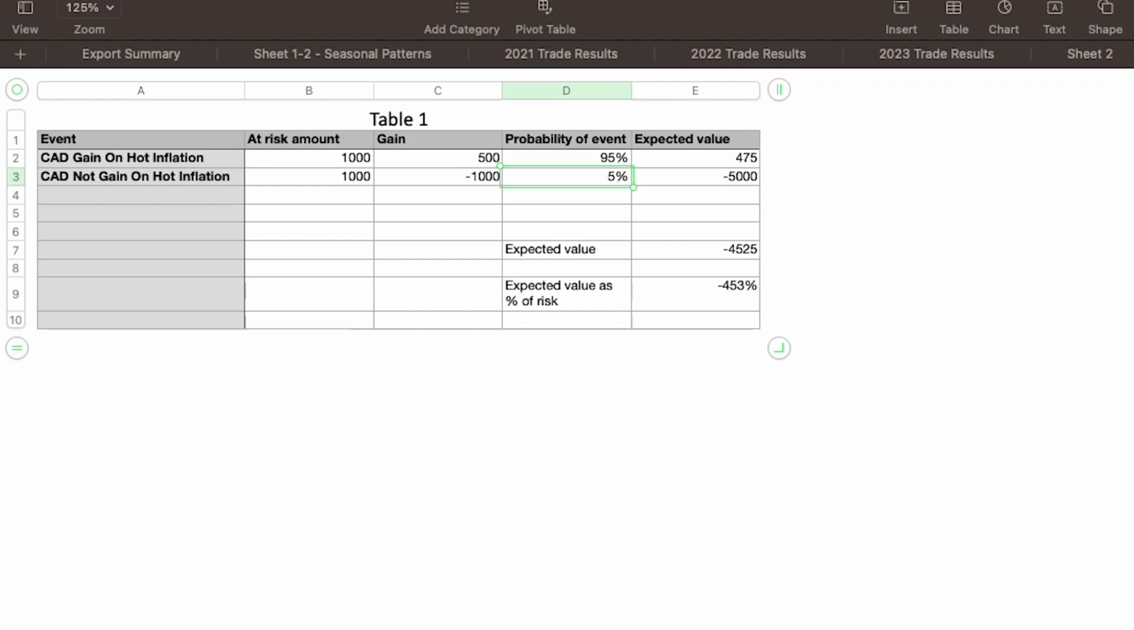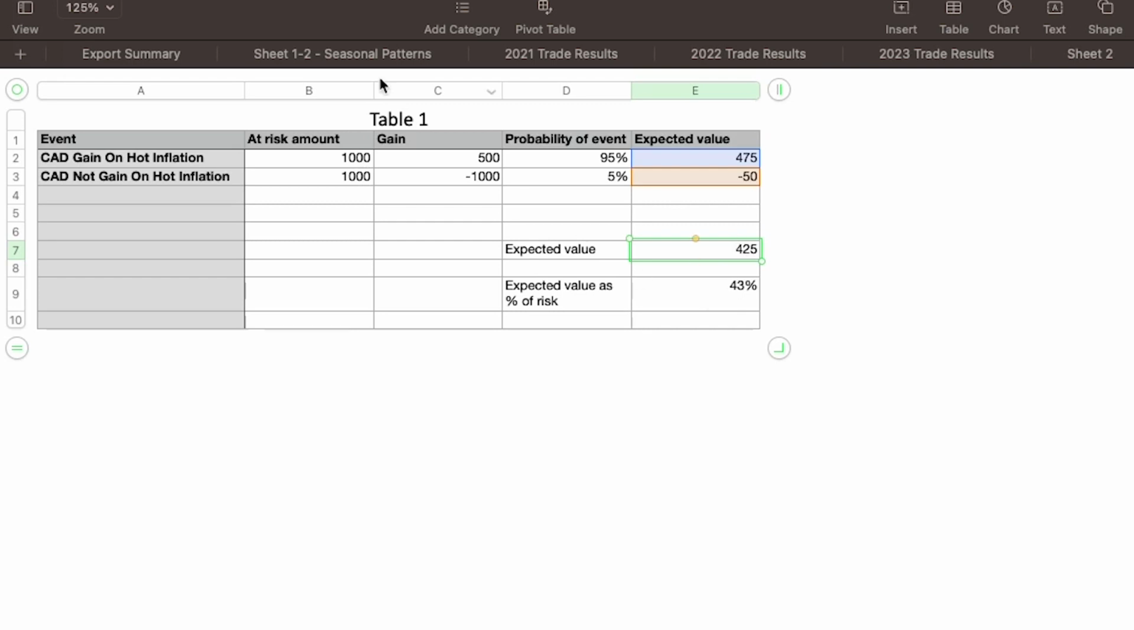So that means the expected value, and that is simply the division between D2 and C2. You can see that the expected value is 475 when you factor in the probability, and the expected value is minus 50 when you see it's only a 5% chance of a £1,000 loss, and the expected value is 425. So on average, I'm expecting to get £425 from that trade where I've risked 1,000.